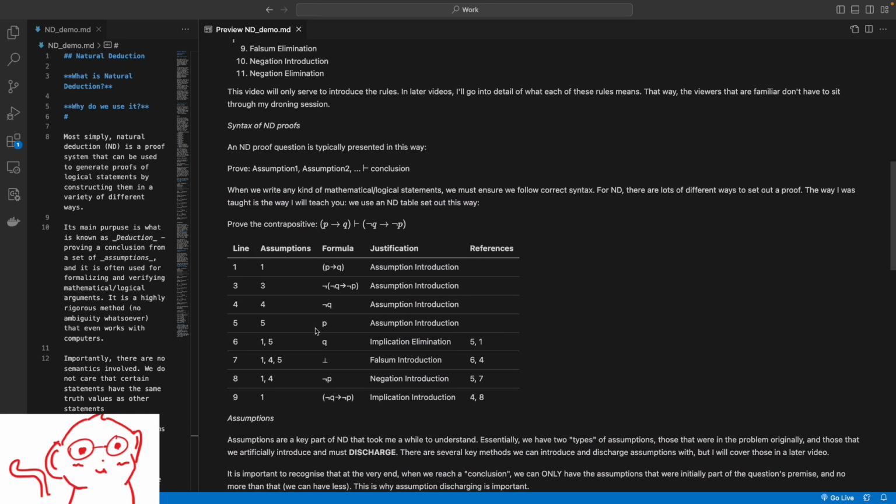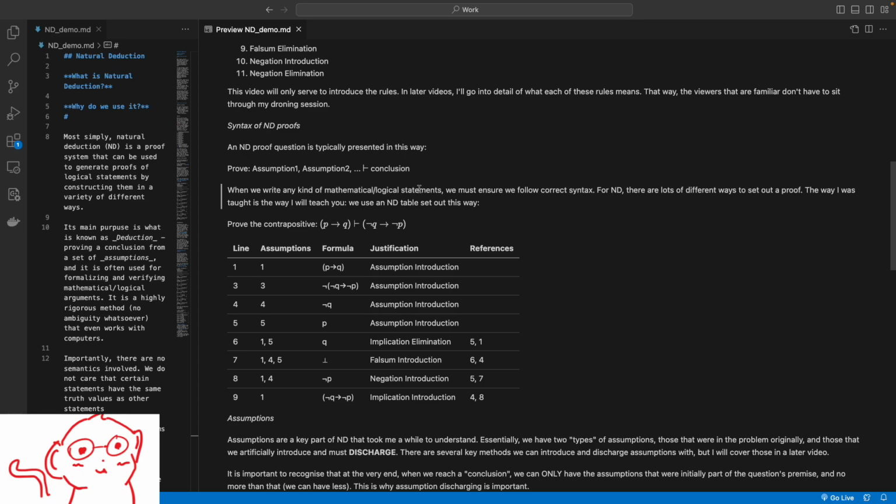Now, let's talk about syntax. A natural deduction proof question is typically presented like this. It'll say prove a set of assumptions and then this weird little sideways T. This is called the turnstile, and then we reach a conclusion. It's sort of like in maths, if you see an equation, you have to equate the left hand to the right hand. In this case, if you see this, you have to take all the assumptions on the left and make it turn into the right.